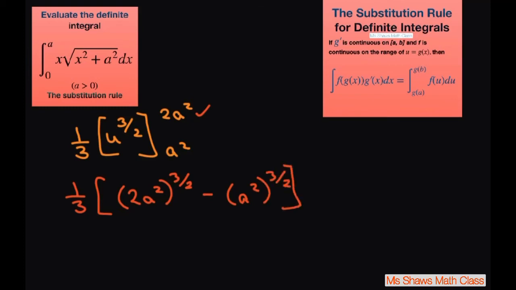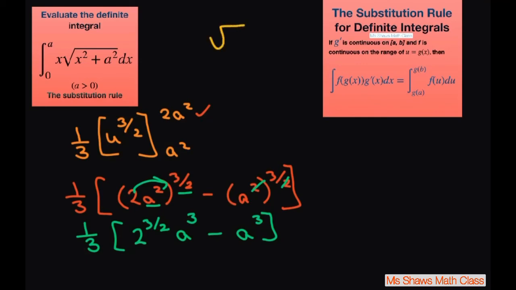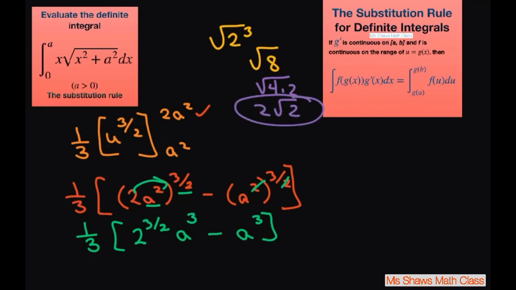So let's be a little careful here. Don't forget this 2 here. So basically this is 1/3 times 2 to the 3/2, and for the a squared, that's just going to be a cubed, minus, these 2 cancel here, so this is going to be minus a cubed. Now 2 to the 3/2, let's look at that. That's going to be square root of 2 cubed. So it's really square root of 8, which simplifies to square root of 4 times 2, which is 2 square root of 2. So let's just write it like that, because that's usually how they write it.